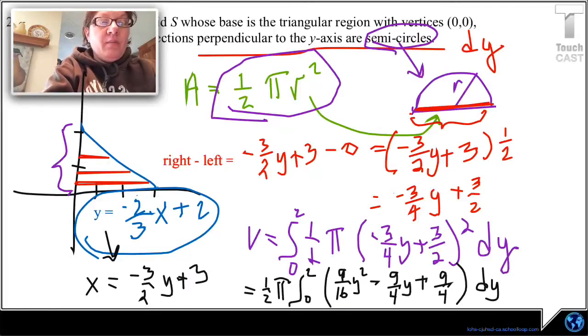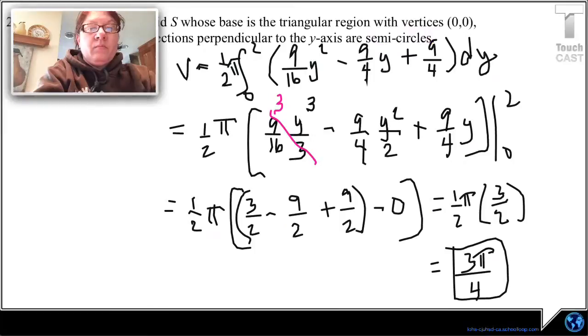Check your first step before I clear the page and write again from the top. Make sure you foiled correctly. Again, check all of your math, make sure all of your steps are correct, and you get a final answer of 3 pi over 4.